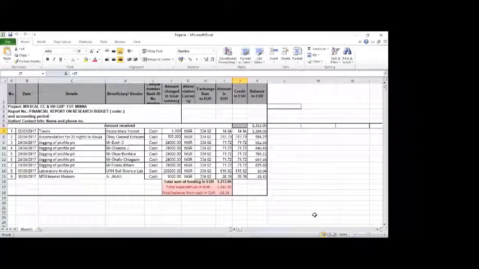You can see from the first column: number, date, details, beneficiaries from vendor, check number or bank ID number, amount charged in local currency, abbreviation, exchange rate to euro, amount in euro, credit in euro, and balance in euro. This sheet is mainly for those who will be carrying out their research in Nigeria.